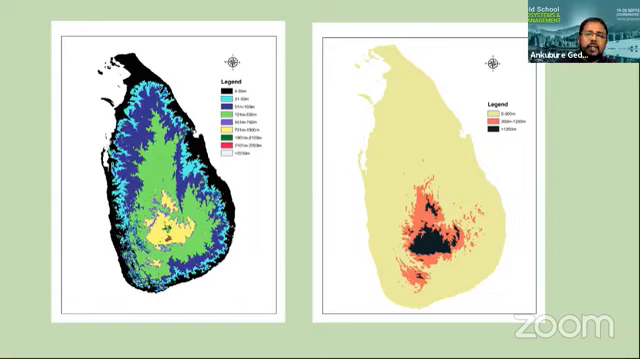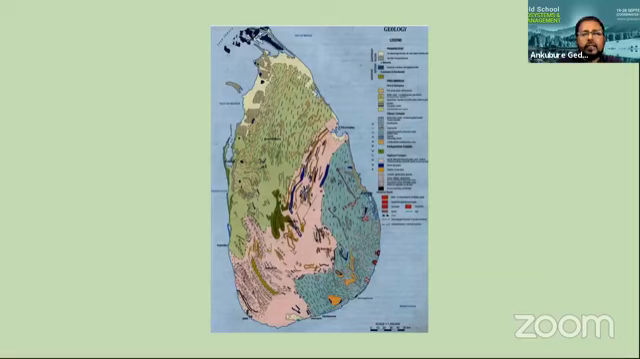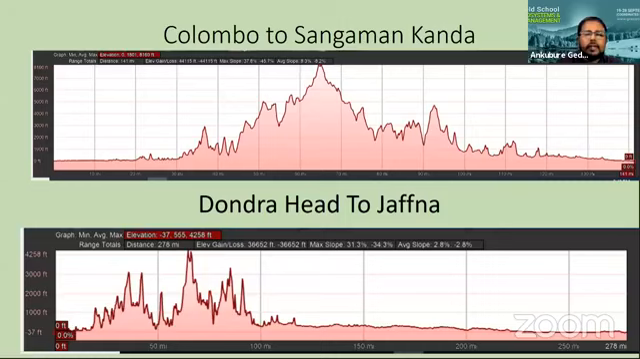So that is also a map showing the relief features. And this is the geological map of Sri Lanka. With the help of the geological map, I divided Sri Lanka into five plates. And this is the cross-section of Sri Lanka, from west to east, and also from south to north.